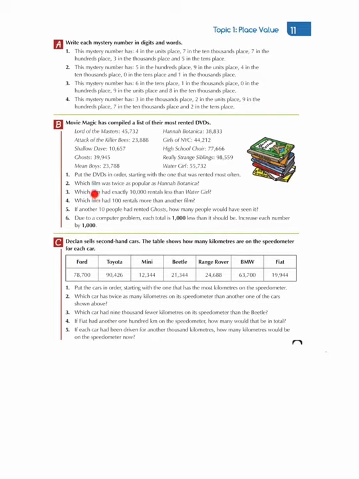Now, which film was twice as popular as Hannah Botanica? Okay? So Hannah here you can see is 38,833. Now, boys and girls, in these types of questions, you're talking about estimation. Now, 38,833, it's very close to 39,000, which is close to 40,000. If I'm looking at something that's twice as popular, boys and girls, I'm going to be looking for something that's in and around the 80,000 mark.